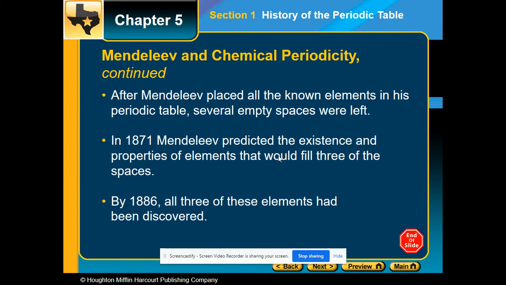All right. After he placed all these elements on this table, he noticed that there were several empty spaces. Okay. In 1871, he predicted, this is very important, Mendeleev was able to predict the existence and properties of elements that would fill these empty spaces that he found. So they did not even exist yet, but he was able to predict their existence and some of their properties. All right. And then, of course, by 1886, all three of them had been discovered, and he predicted them many years before.